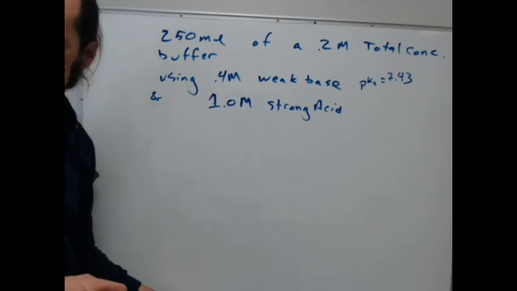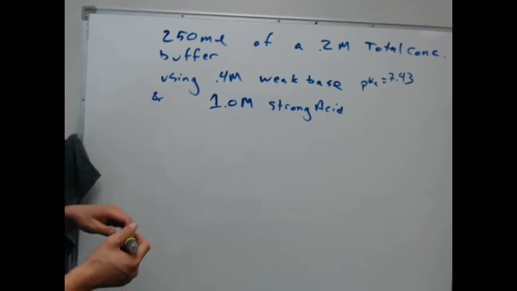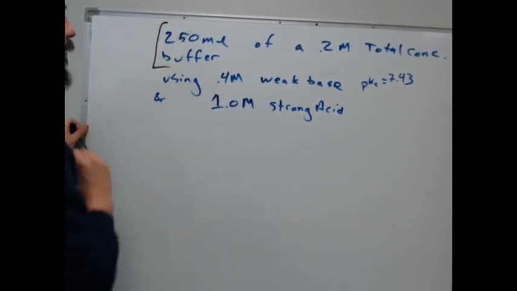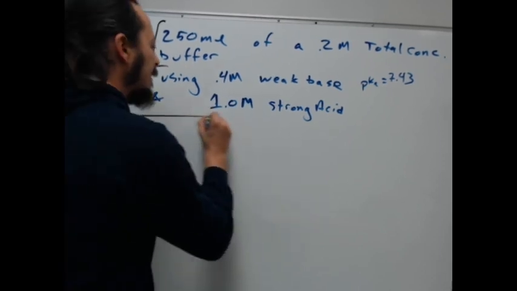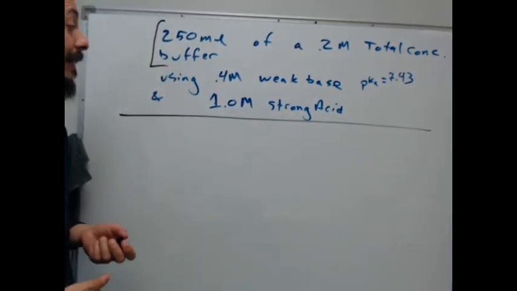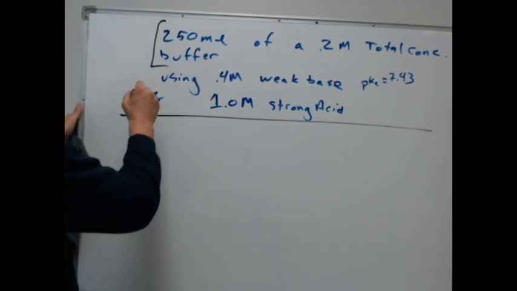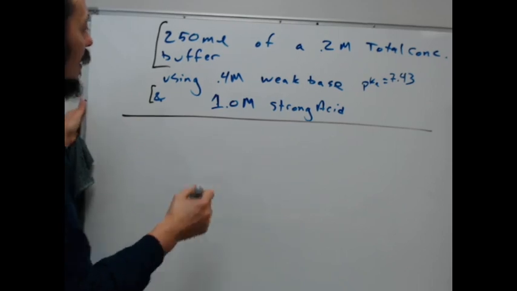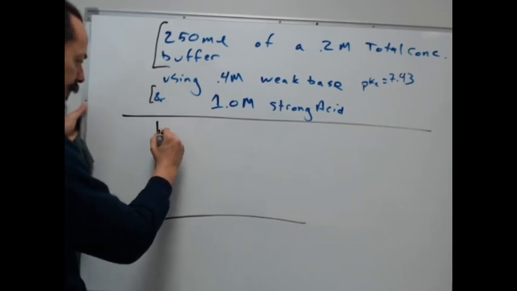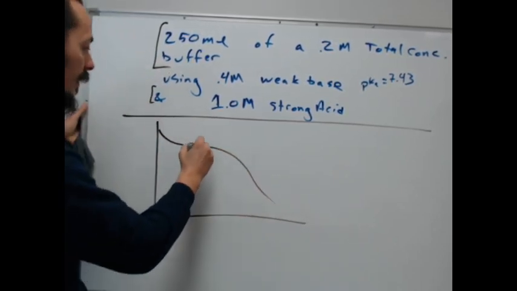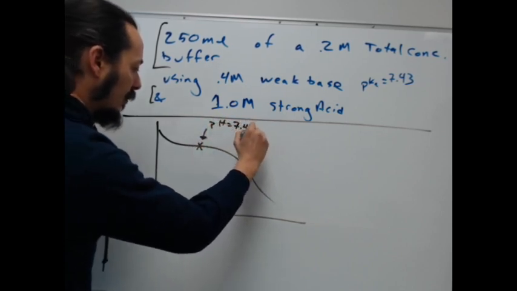Well, the best thing you can do is just start with the basics, right? Start with the simple things. You know that you're making a buffer, you're going to have a solution that's 0.2 molar total concentration. Let's, instead of doing the buffer, just do a titration. Now this problem isn't a titration problem, but titrations are something we should be really comfortable with. Oh my goodness, what do we do? So let's just say we're going to have some titration curve. That's going to be pH equals 7.43.